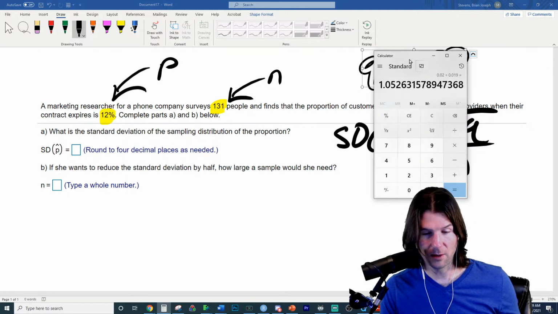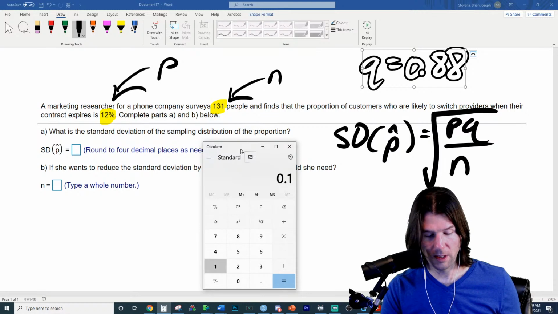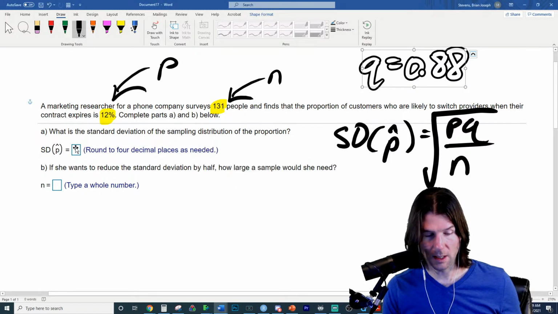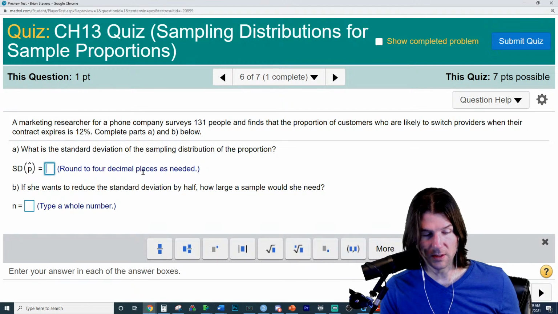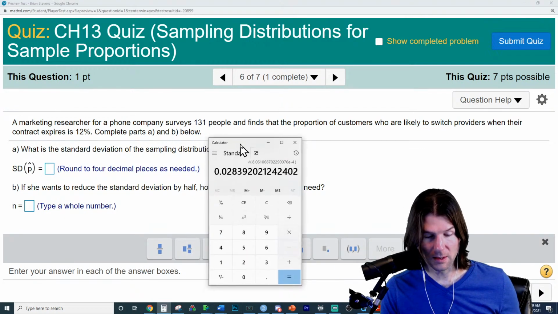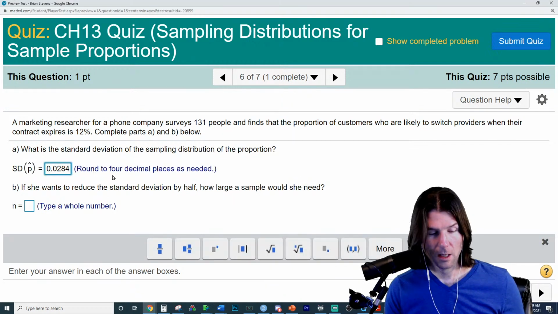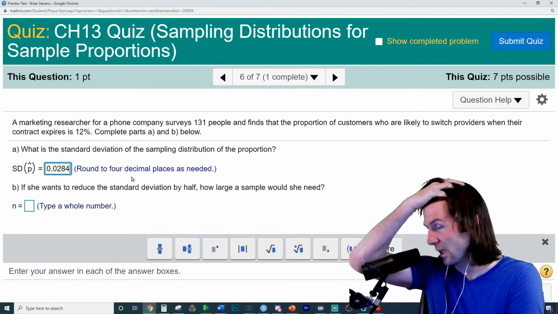So let's go ahead here and do the square root of P times Q over N, and then just copy paste into there. So we now have the answer to what is the standard deviation for the sampling distribution of the sample proportion. My copy paste does not work from this calculator. 0. And round to 4 decimals, 0.0284. So this is where it gets interesting.